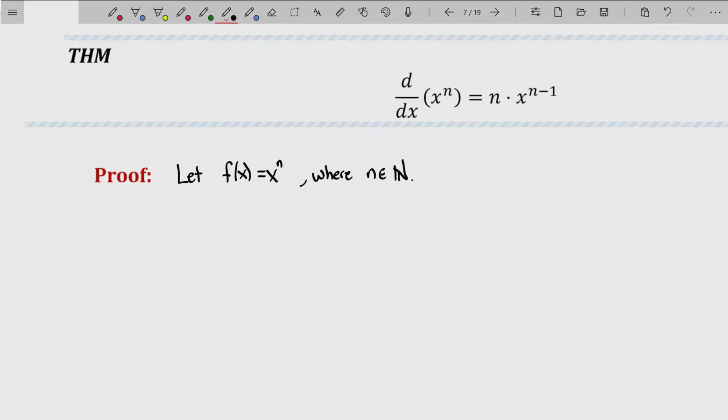We'll start with just allowing our function to equal x to the n, where n is a member of the natural number system. And then we're going to use a proof style that you were introduced to in pre-calculus. And this proof style is called mathematical induction, or the domino proof.